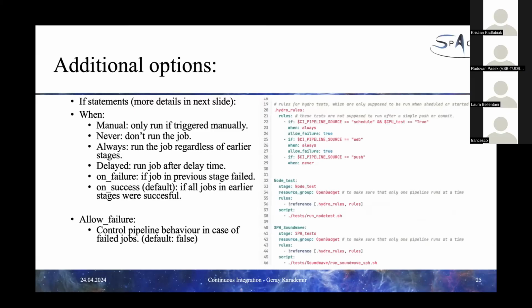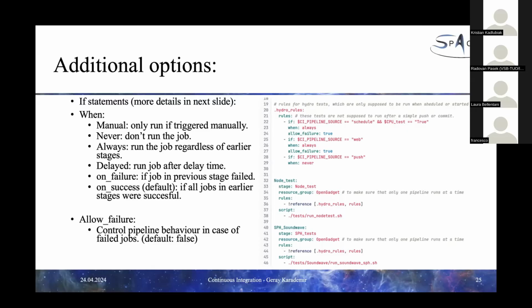Then you have, of course, if statements. You can just have a look at the if itself, and this way you can define, for example, if you look at the first block here, that this job only runs if the pipeline was scheduled and a variable called CPU test is true. And if this is the case, then it will always run. You can also specify with the when statement that it only runs when it's manually triggered, or that it never runs, because that way you can exclude stuff.